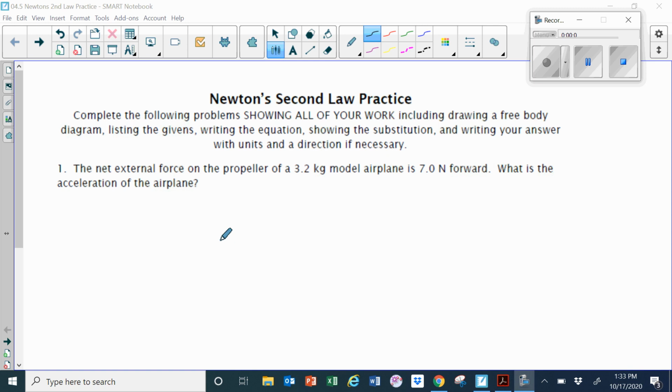This is a worksheet that has about 6 or 7 problems on it on Newton's second law. I'm going to just introduce it and talk about the first problem, and you're going to do the remaining problems, okay?